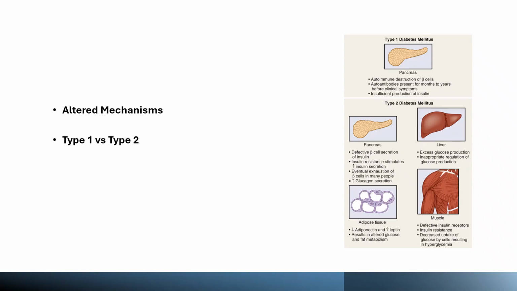Excess glucose production is happening in the liver, and then there's an inappropriate regulation of the glucose production. And then in the muscles, we have defective insulin receptors, insulin resistance, and decreased uptake of glucose by the cells, resulting in hyperglycemia.